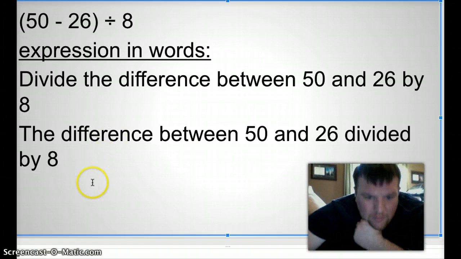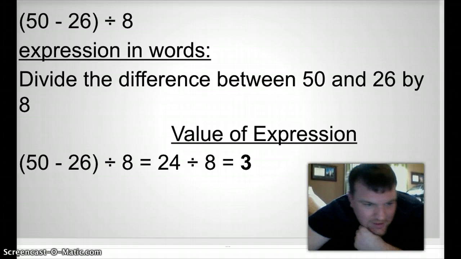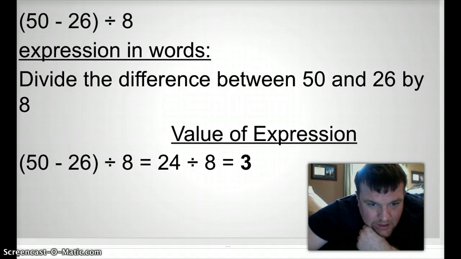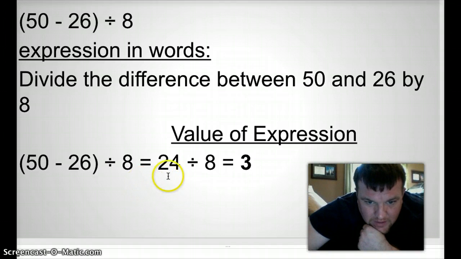Either way, I'm running out of time. These videos can only be 15 minutes long, so I'm going to give you the answer here quick. I'm going to leave about 30 seconds left. So you could have either of those down, but the value would still be 50 minus 26 divided by 8, which would be 50 minus 26, which is 24. 24 divided by 8 would be 3. That would be the value.